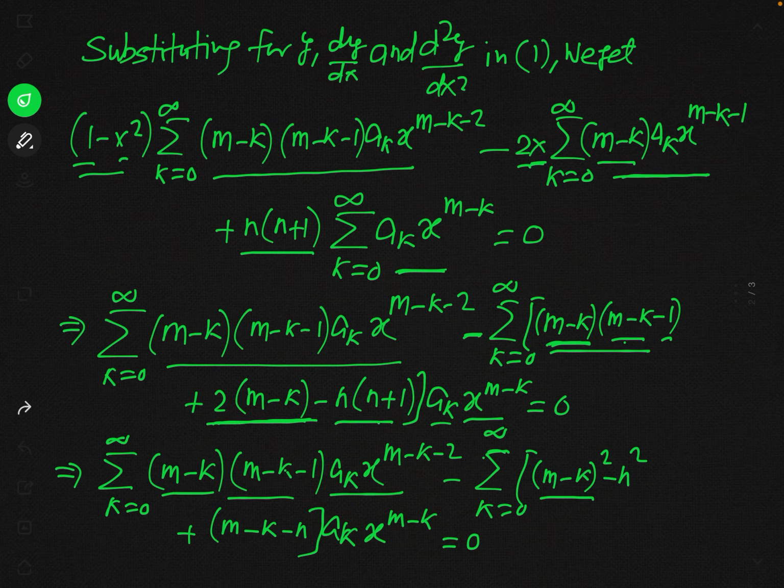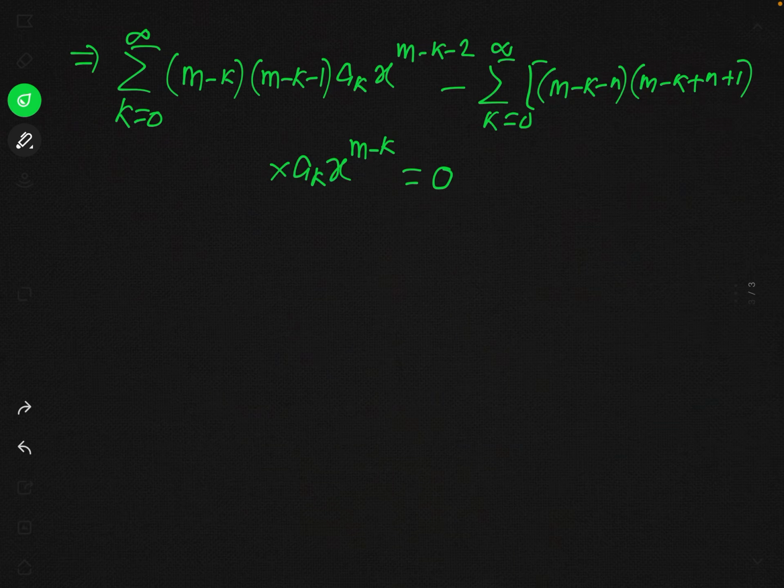And here in the last term you can see that this is n square minus n. So that n square has been taken here. This is n square. And as you have seen that 2 into m minus k minus m minus k was m minus k. And here minus n is remaining. So this term is m minus k minus n into ak x to the power m minus k equal to 0. This is just simple algebra. You can carefully simplify the term.